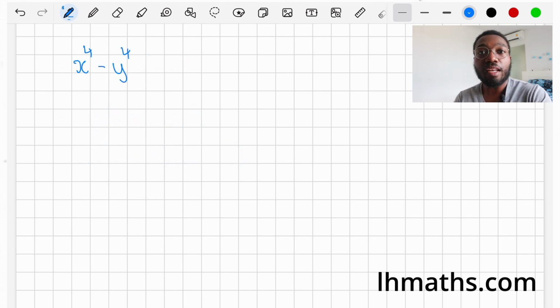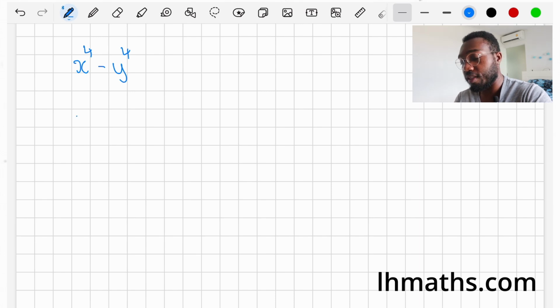How about something like this, with x to the power 4 minus y to the power of 4? Again, like some previous questions, it is once again a difference of two squares, okay? Now, x has a coefficient of 1 and y also has a coefficient of 1. But we have this to the power of 4 as well.